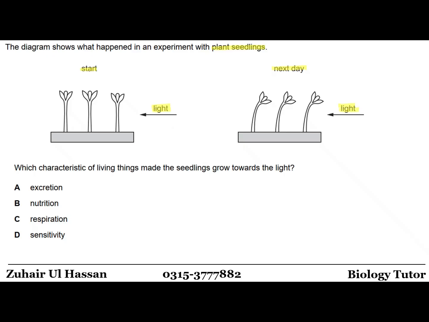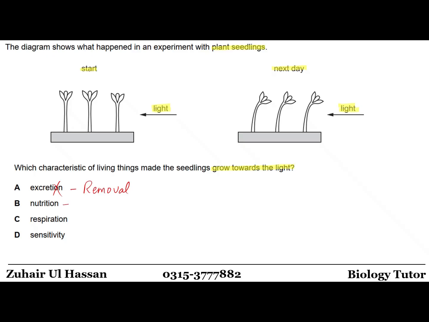At the start, the plant is straight, but on the next day, the plant seedling started growing toward the light, or started moving toward the light. Which characteristic of living things made the seedling grow toward the light? Number one is excretion. In excretion, we have studied that it is the removal of three different things. But the diagram shown here is not showing any kind of removal of any substance. So that's not excretion.